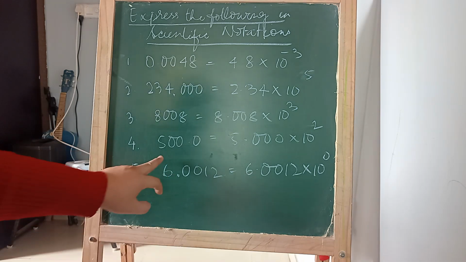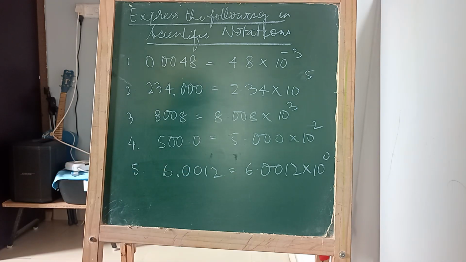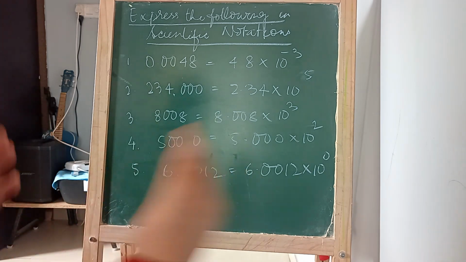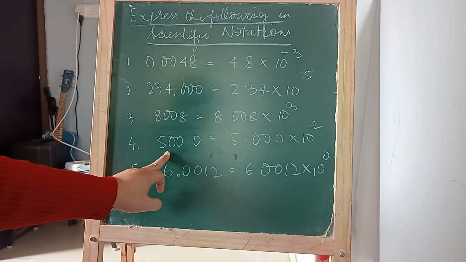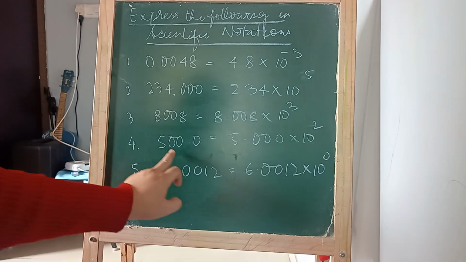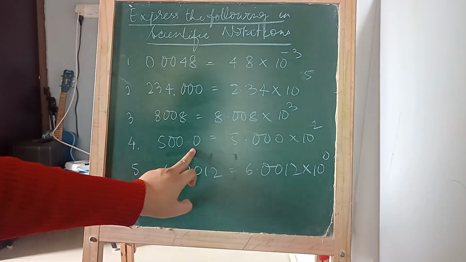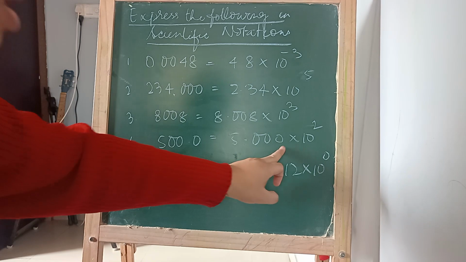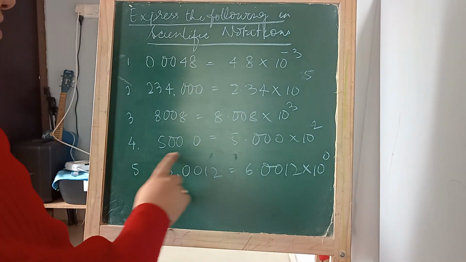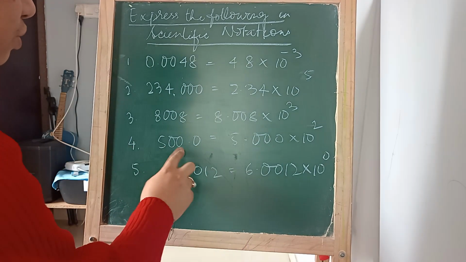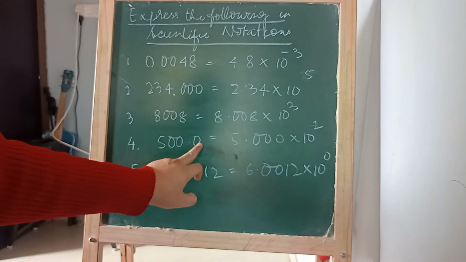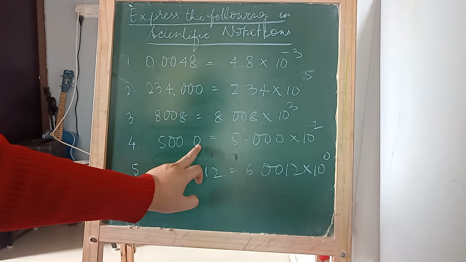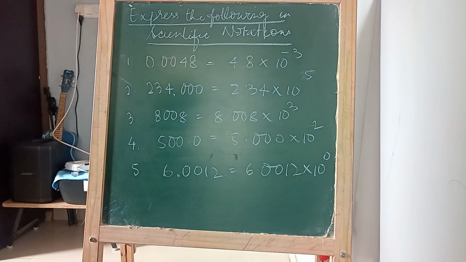What about this one? 500.0, right? It's 500. We want it to be between 1 and 9. So how will you do it? We'll move the decimal point towards the left by 2 places. So it will be 5.000. I have not removed the 0 after the decimal. I am still maintaining it, so the number of significant figures is the same. Here there are 1, 2, 3, 4 significant figures. Here there are also 4 significant figures. By not removing this 0, I am maintaining the number of significant figures.